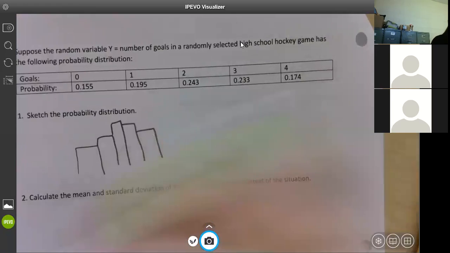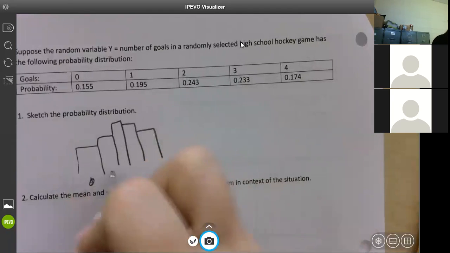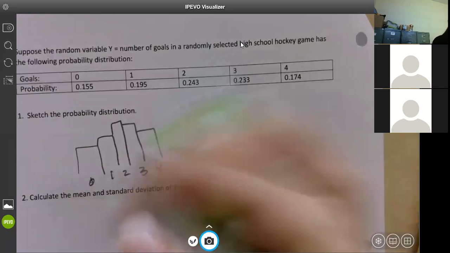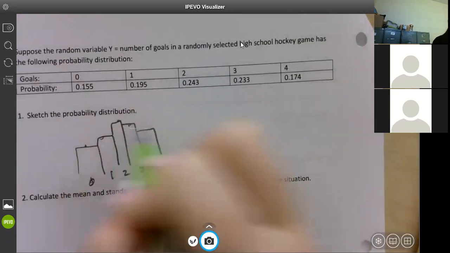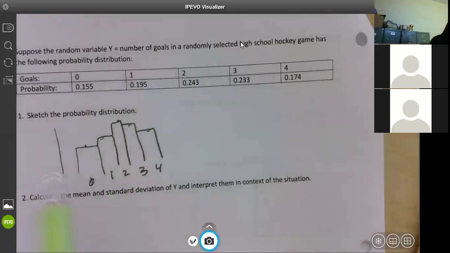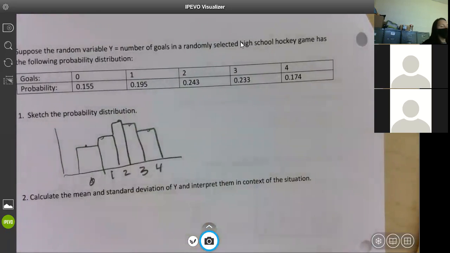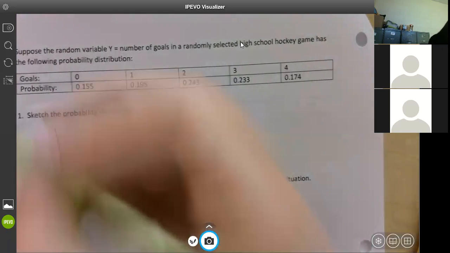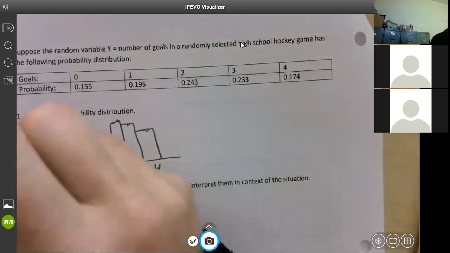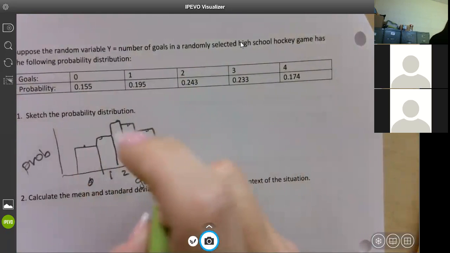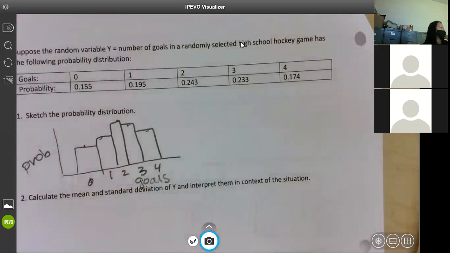And I know this is real ugly. 1, 0, 1, 2, 3, 4, and then put your values up here like they did. So like this, and then make sure that you label them, okay? So this would be probability, and this would be goals. It doesn't have to be anything fancy, okay? Nothing fancy. All right, calculate the mean and standard deviation of Y and interpret them in context of the situation.